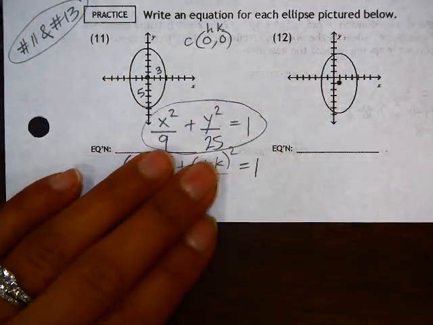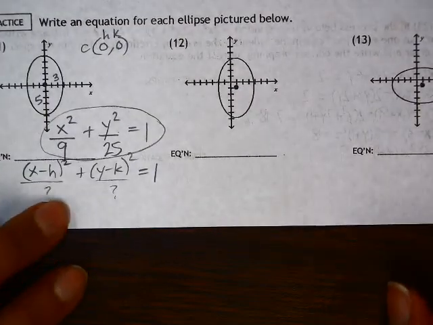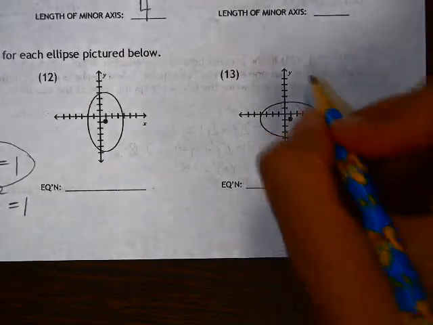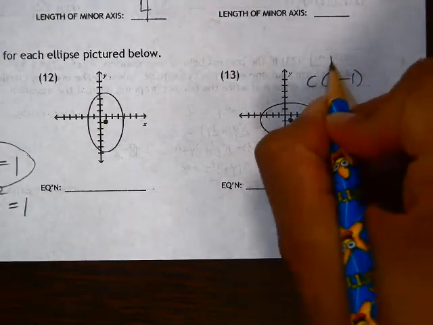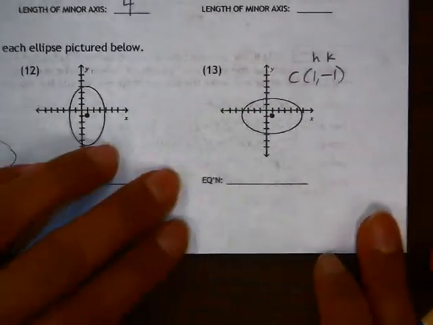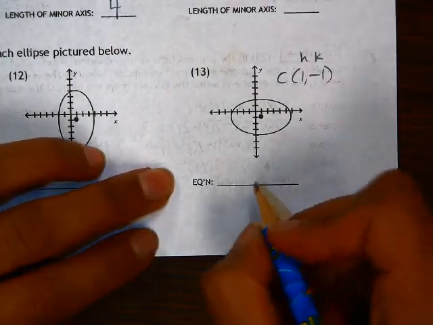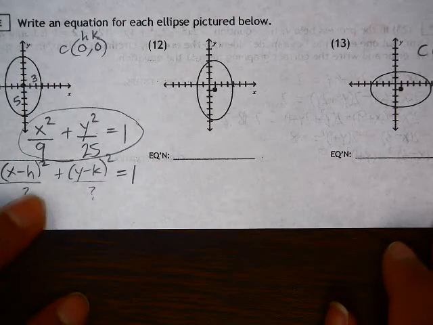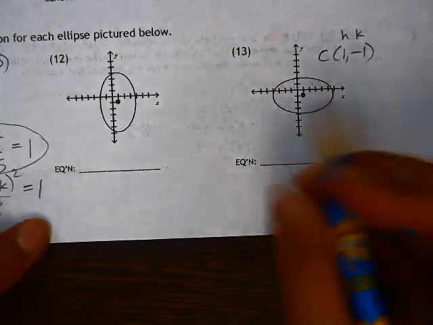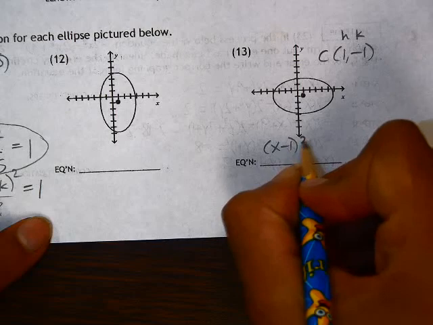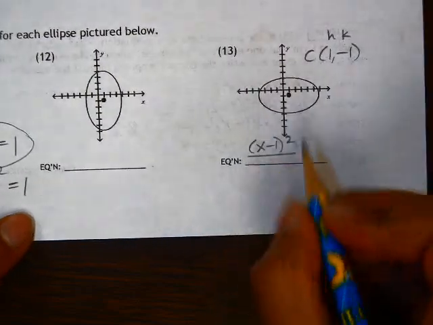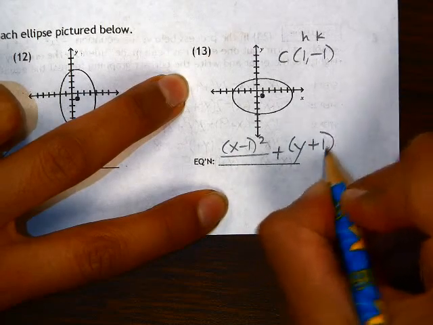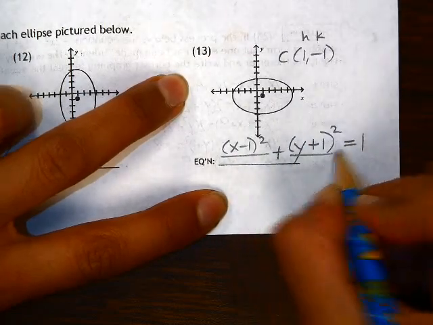Let's also look at number 13. Number 13, the center is no longer at 0, 0. The center is at 1, negative 1. So that's the h and the k. So plugging into our ellipse equation, we have (x minus h) squared, so (x minus 1) squared. I'm going to need a denominator here. And then (y minus k) would give me (y plus 1) squared, and then equals 1.